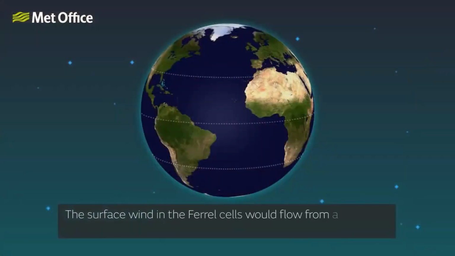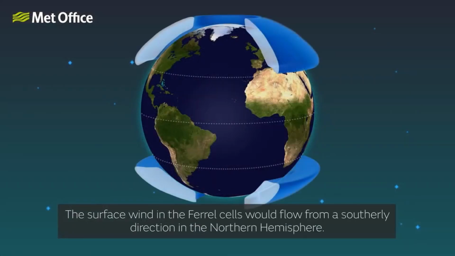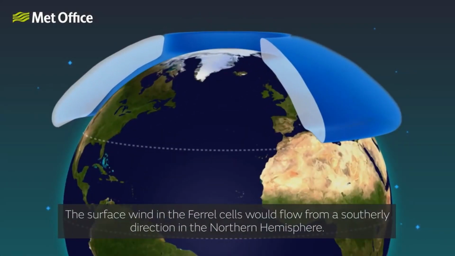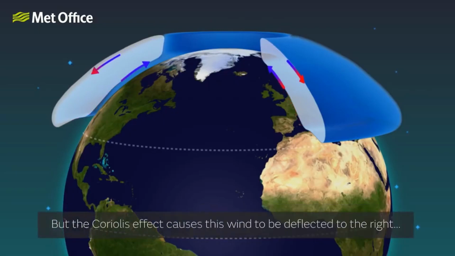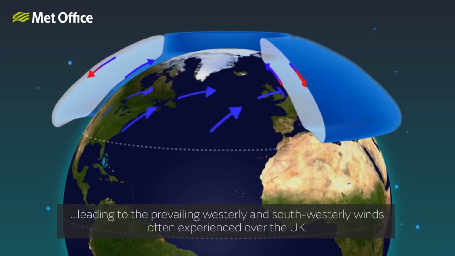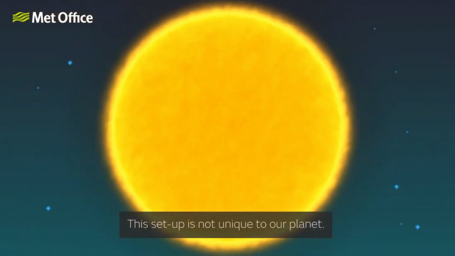The surface wind in the Ferrel cells would flow from a southerly direction in the northern hemisphere, but the Coriolis effect causes this wind to be deflected to the right, leading to the prevailing westerly and southwesterly winds often experienced over the UK. This setup is not unique to our planet.